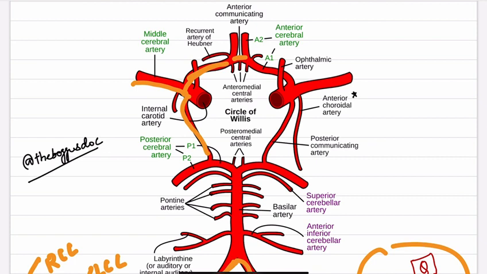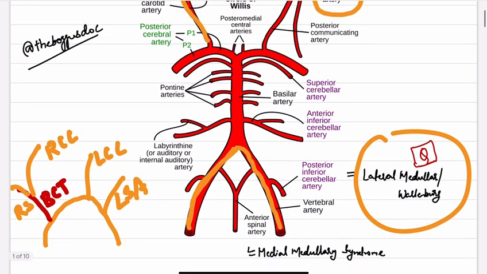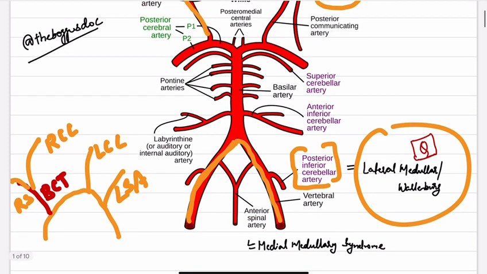The important part is that you can add that the anterior choroidal artery is a branch of the internal carotid artery, and the ophthalmic artery is also a branch of the internal carotid artery. You have to remember it by heart. There are two main things: PICA is a branch of the vertebral artery, and infarction of PICA causes lateral medullary syndrome, and infarction of the anterior spinal artery causes medial medullary syndrome. There are two other parts, the anterior inferior cerebellar and superior cerebellar arteries, also there.